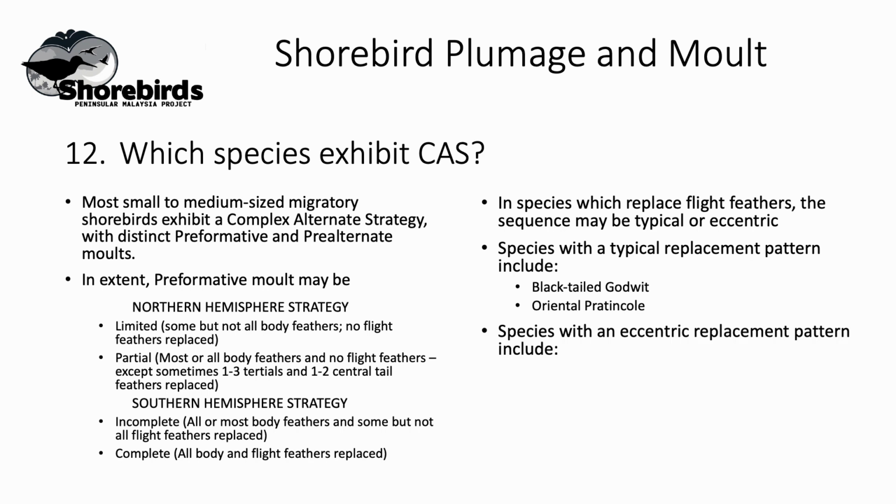And species with an eccentric replacement pattern include the red-necked stint, curlew sandpiper, Terek sandpiper, marsh sandpiper, and common greenshank. But as I say, this is probably the commonest strategy exhibited by shorebirds in Malaysia.